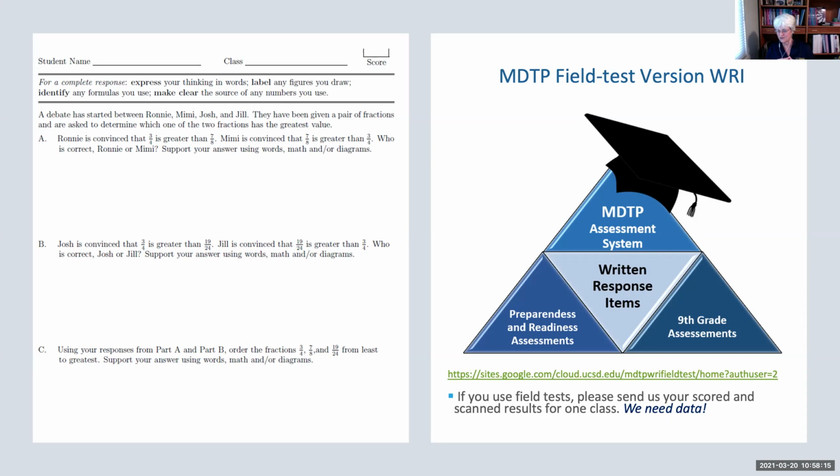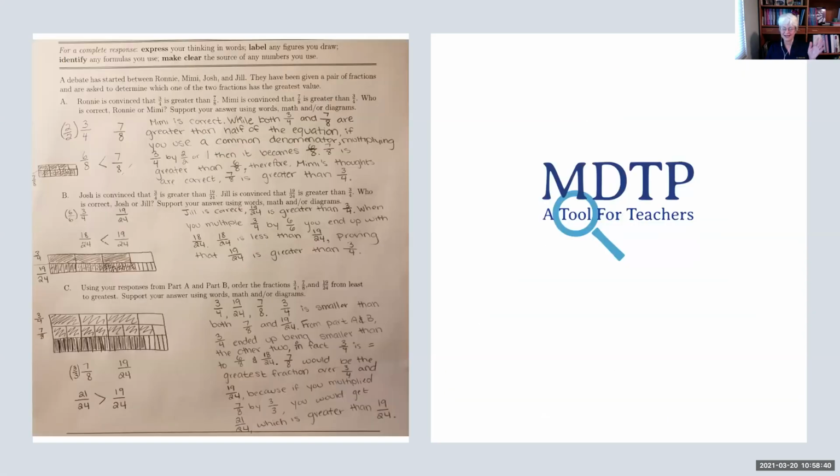But if you use these for field test items, please send us your scored and scanned results for one class. The student name is not important, but being sure that your score is on the papers that you scan helps our writers evaluate the effectiveness. And we would really appreciate teachers' help in getting some student work. Very briefly, I didn't choose these papers. Someone else found somebody who was very rich in their responses, but this is kind of the way the student work potentially could be responded to.